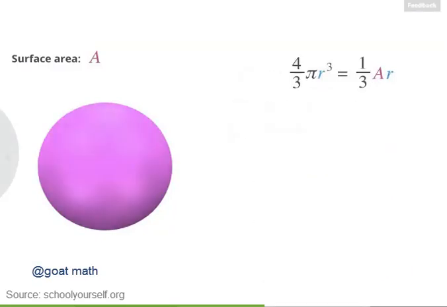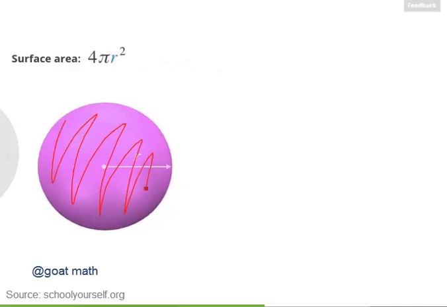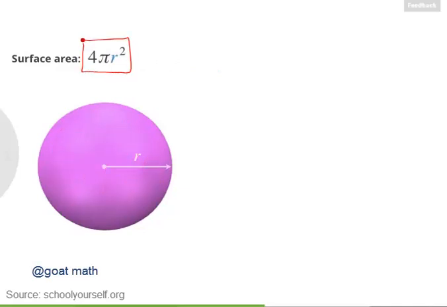Nicely done. You divided both sides by r, so this r goes away, and this r cubed becomes r squared. And then you also multiplied both sides by 3, so this 1/3 goes away, as does the 3 in the denominator over here. And that means that A equals 4 pi times r squared. And there you have it. The surface area of a sphere with radius r is 4 pi r squared.